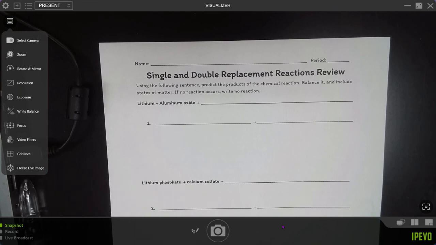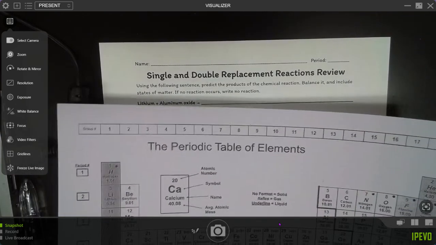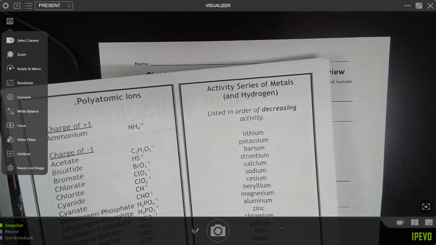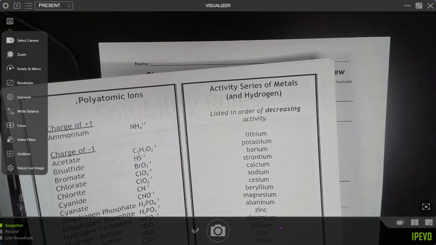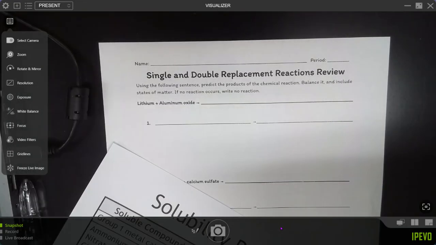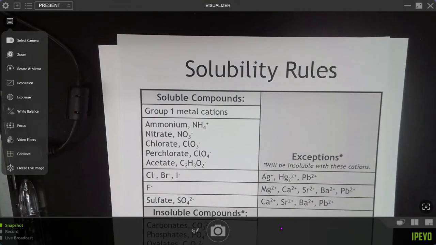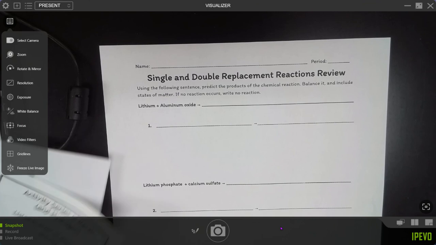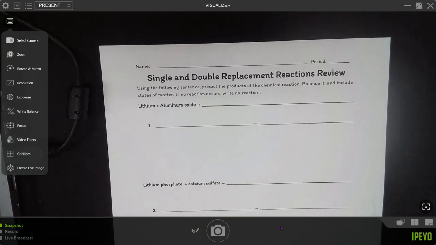Before we get started, here's what you need to make sure you have out. You will need your periodic table. You will need your activity series for our single replacement reactions. And you will need our solubility rules for the double replacement reactions. So let's get started.